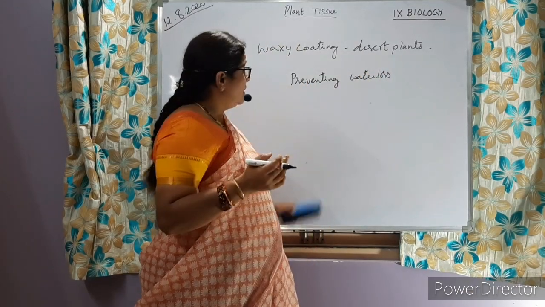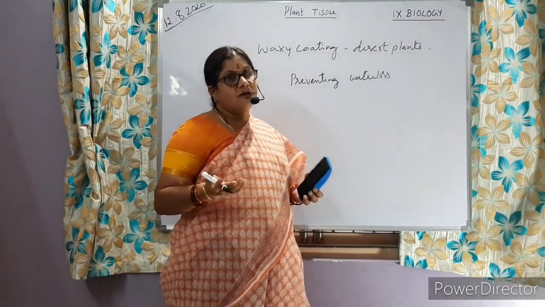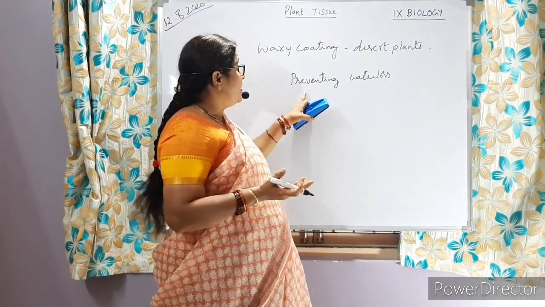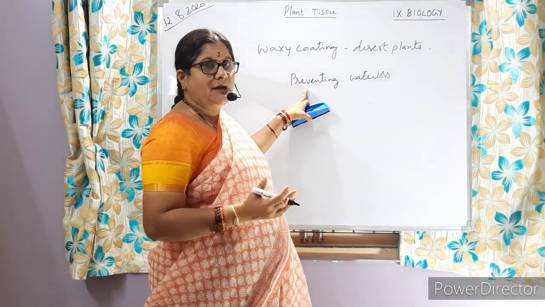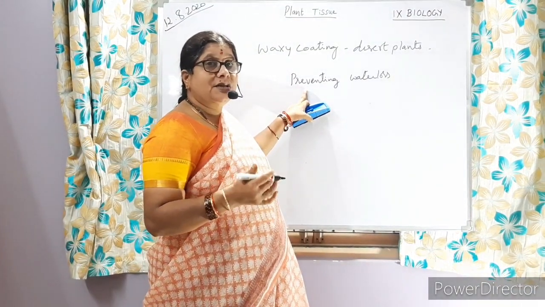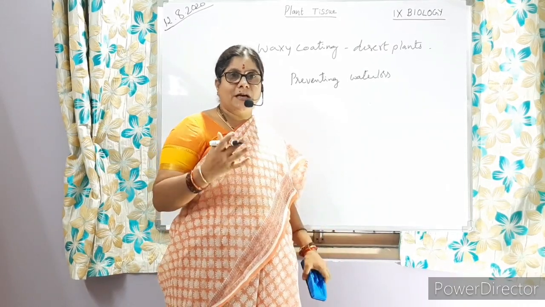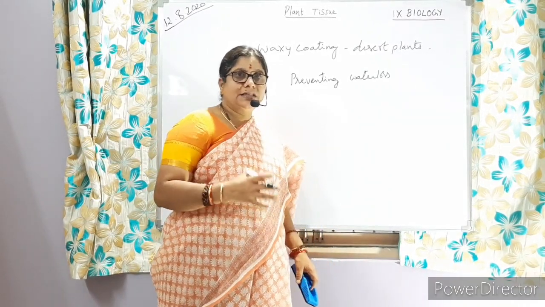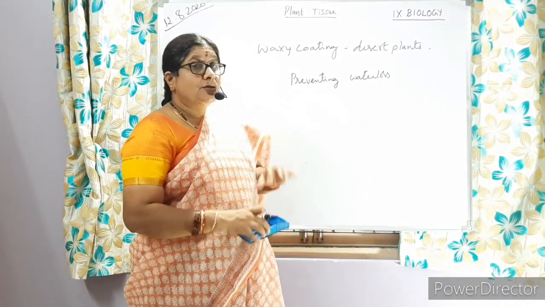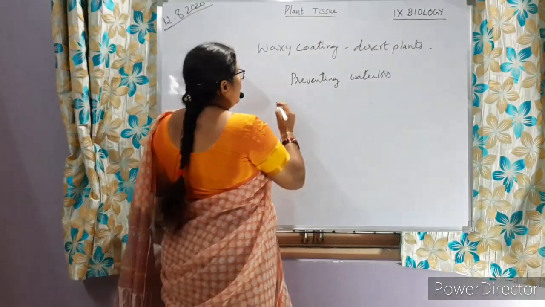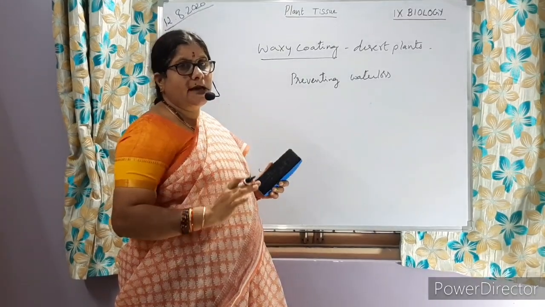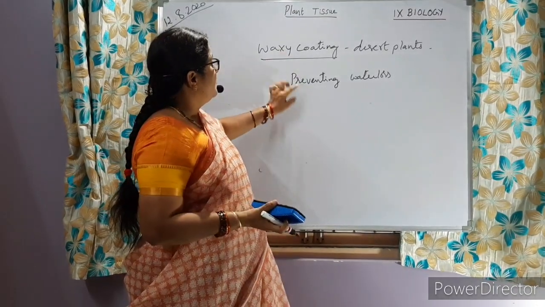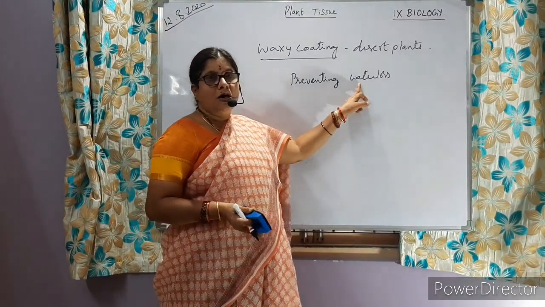We learned removal of excess water. What do we call that process? Transpiration. So what will happen if water is lost from the plants? The plant cannot survive. So the process of transpiration has to be controlled in desert plants because of water scarcity. That is happening because of a thick waxy coating which is present on the stems. That will help in preventing water loss.